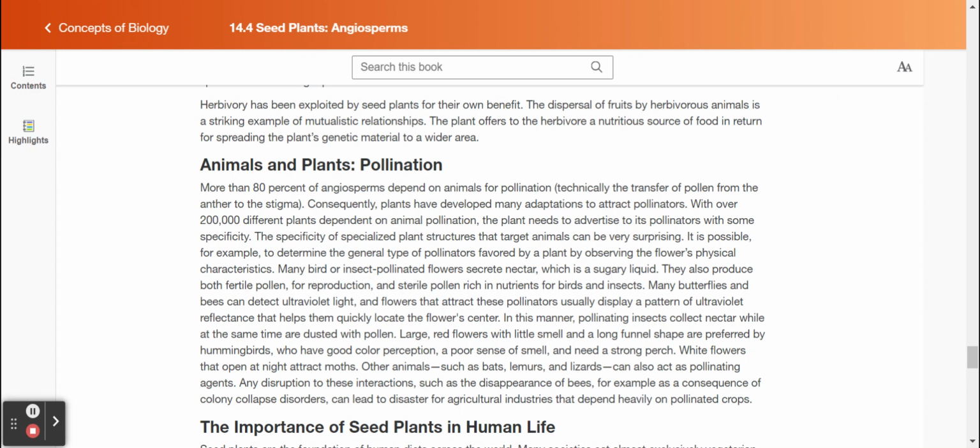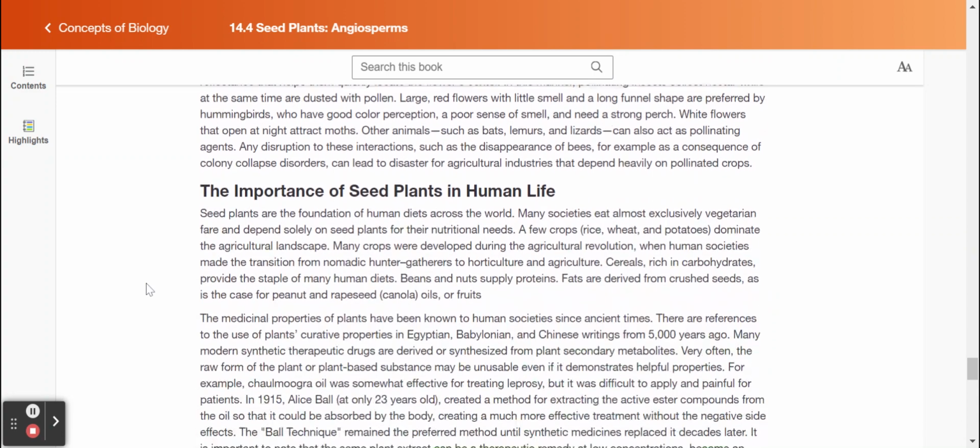Large red flowers with little smell and a long funnel shape are preferred by hummingbirds, who have good color perception, a poor sense of smell, and need a strong perch. White flowers that open at night attract moths. Other animals, such as bats, lemurs, and lizards, can also act as pollinating agents. Any disruption to these interactions, such as the disappearance of bees, for example, as a consequence of colony collapse disorders, can lead to disaster for agricultural industries that depend heavily on pollinated crops.